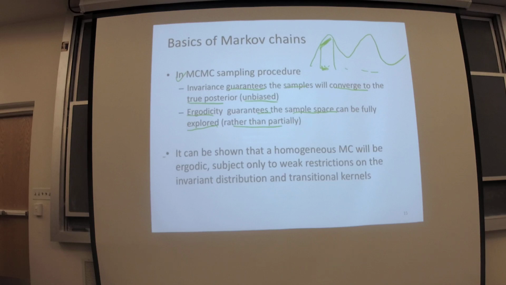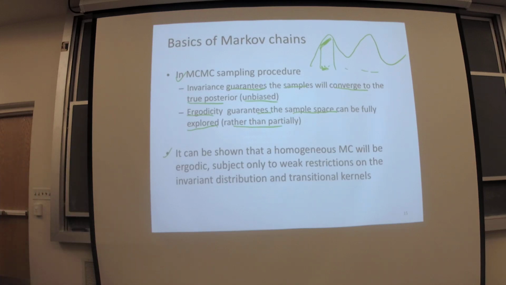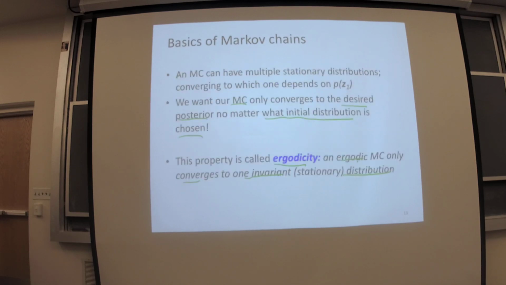But how can we identify ergodicity? This is not very trivial. Unfortunately, commonly, if we design a homogeneous Markov chain, the algorithm is usually subject only to weak restrictions on the invariant distribution and transition kernels. So that means in 99% of practical cases, you can just assume your chain is ergodic, as long as you are doing a homogeneous Markov chain. Oh, I didn't mention homogeneous, right?